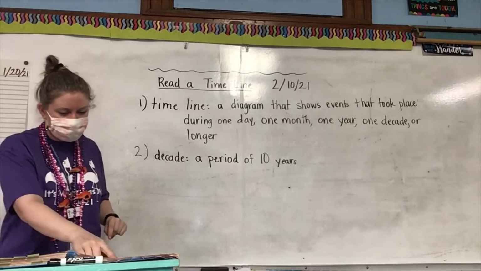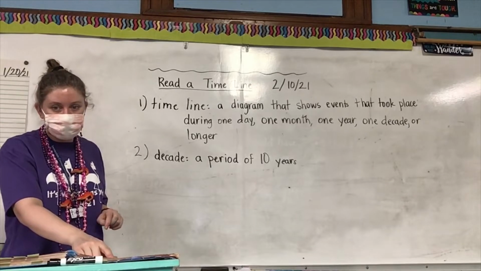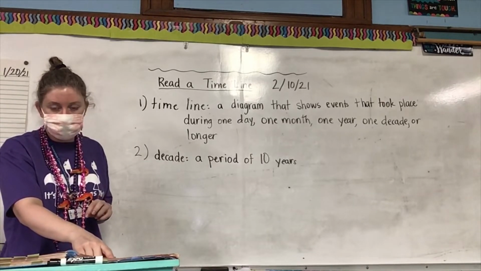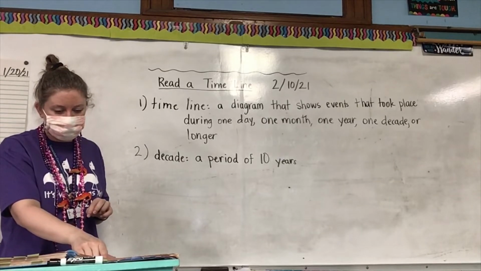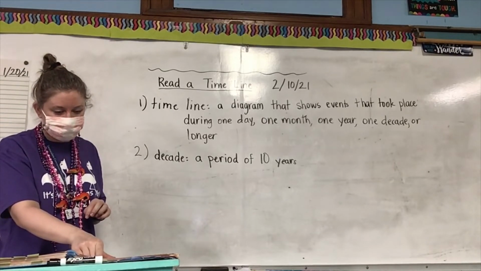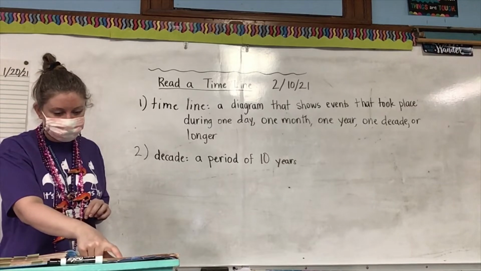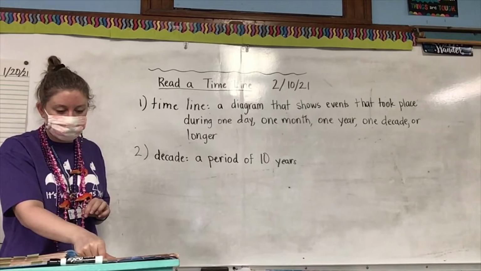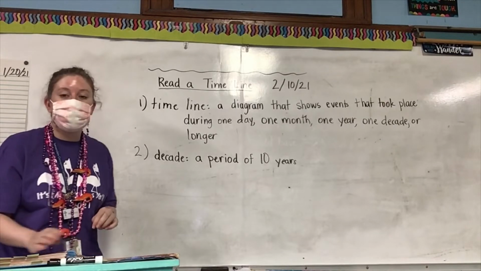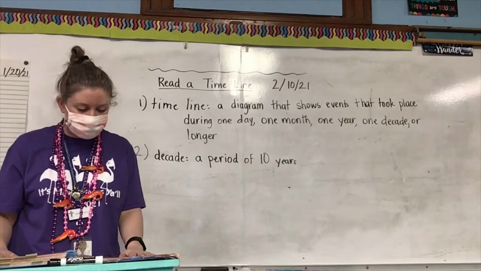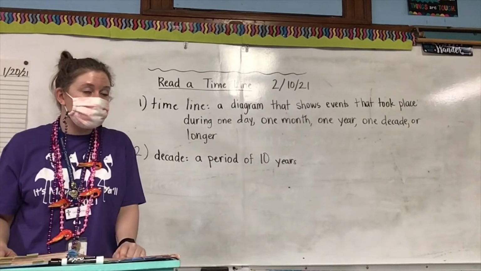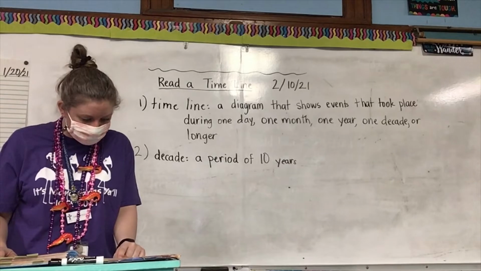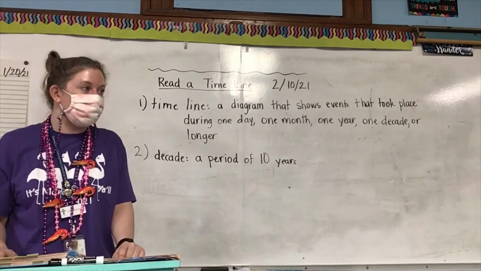Michaela, finish out that paragraph. On a timeline, the earliest date is at the far left. The latest date is at the far right. So if we look at this timeline down at the bottom, the earliest date is what happened first. The earliest date we see on this timeline is the year 1601.